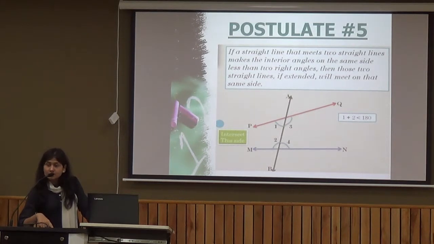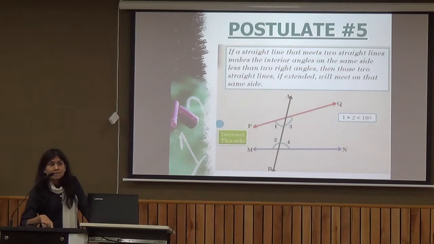Therefore, when you consider making angles, you get 4 angles. Angle 1, 2, 3 and 4. Now, postulate 5 says that if a straight line, here in this figure, a straight line is AB, meets 2 straight lines, that is PQ and MN in the figure, makes the interior angles on the same side of the transversal, that is angle 1 and angle 2. See, angle 1 and angle 2 are called co-interior angles or angles on the same side of the transversal line AB. Okay? And the measure of angle 1 and 2 is less than 2 right angles.